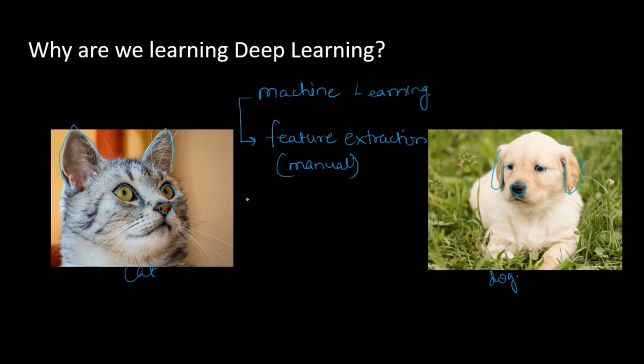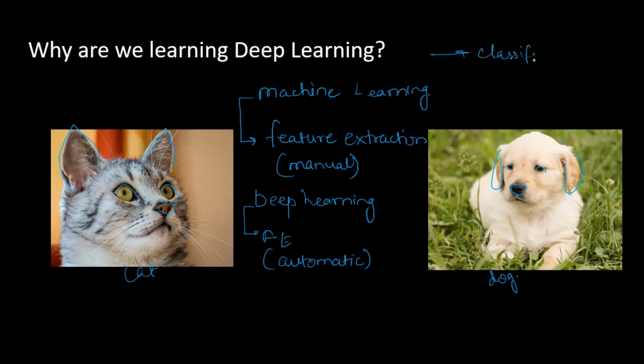But in deep learning, this feature extraction is automatic. There is another method involved in deep learning and machine learning, which is called classification. Now I need to know whether this image is a cat or a dog. That is done by classification. The process is called classification. So even this is included.